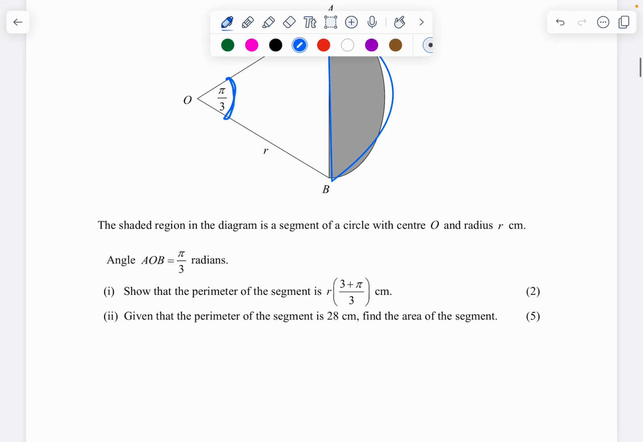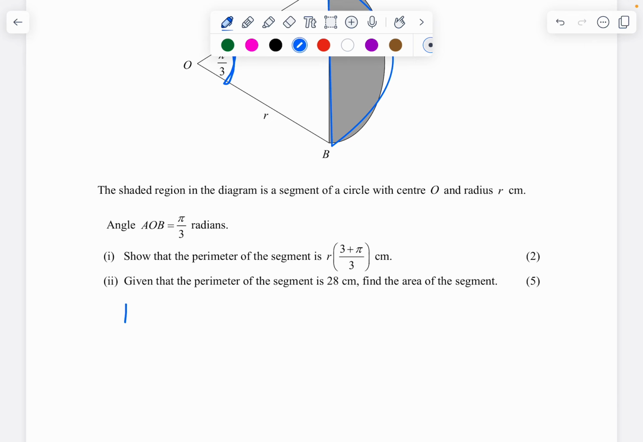So first I'll write what we need to find out. So first perimeter is the arc length, which is r theta plus AB, right?